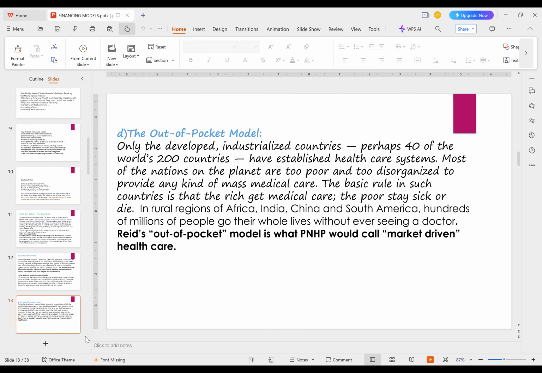The out-of-pocket model. Only the developed, industrialized countries, perhaps 40 of the world's 200 countries, have established healthcare systems. Most of the nations on the planet are too poor and too disorganized to provide any kind of mass medical care. The basic rule in such countries is that the rich get medical care, the poor stay sick or die. In rural regions of Africa, India, China, and South America, hundreds of millions of people go their whole lives without ever seeing a doctor. The out-of-pocket model is what PNHPs would call market-driven healthcare.